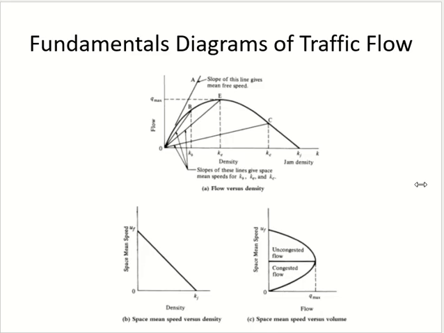Okay, what else are they showing here? If you take the slope of this curve, the slope will be what? Flow upon density, right? Flow upon density. If you look here, flow equals density into speed. So if you do flow upon density, you will get speed. If I take the slope, it will give me speed. Clear? Okay.